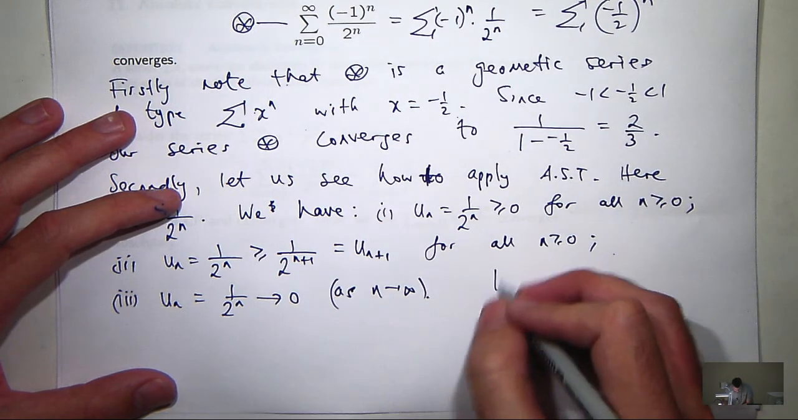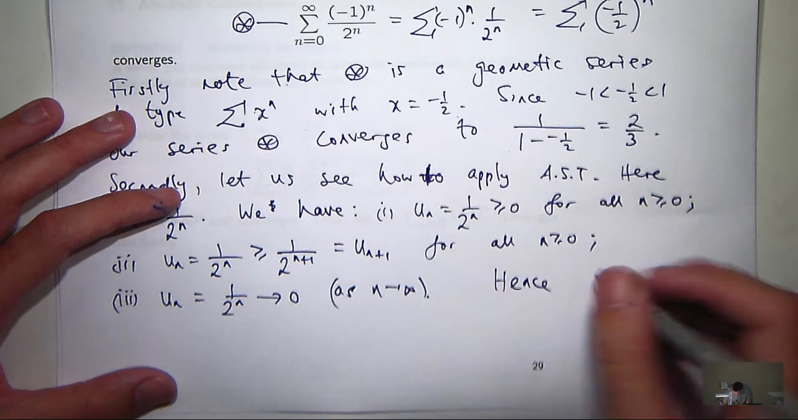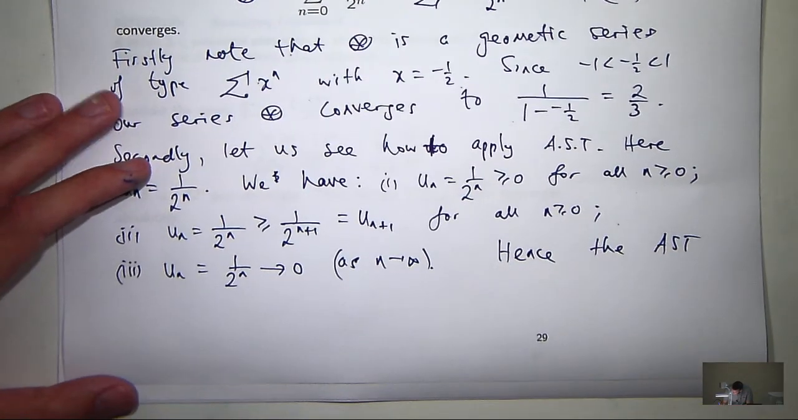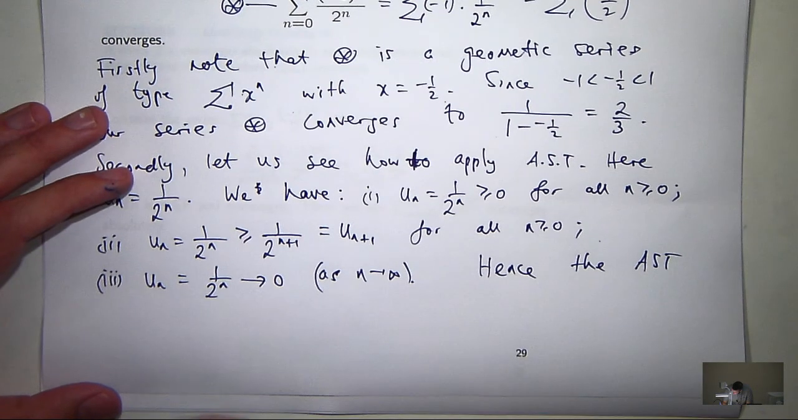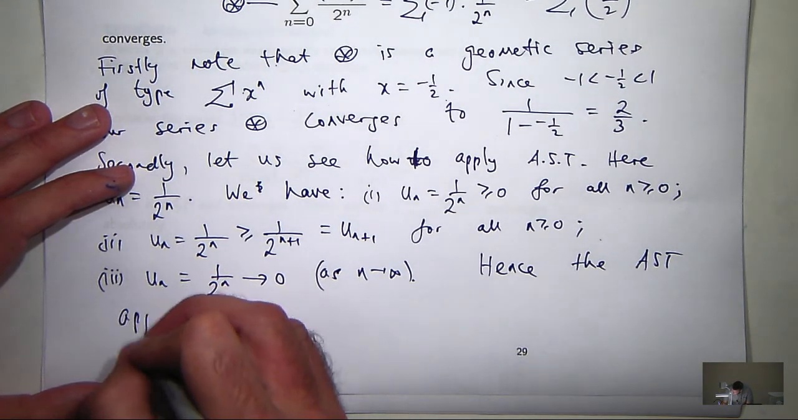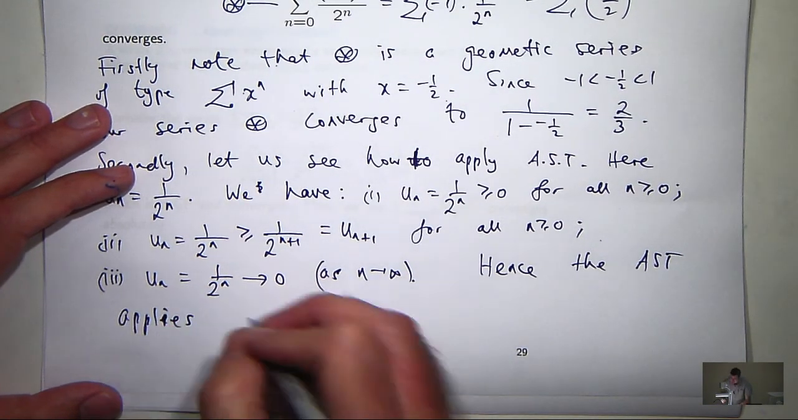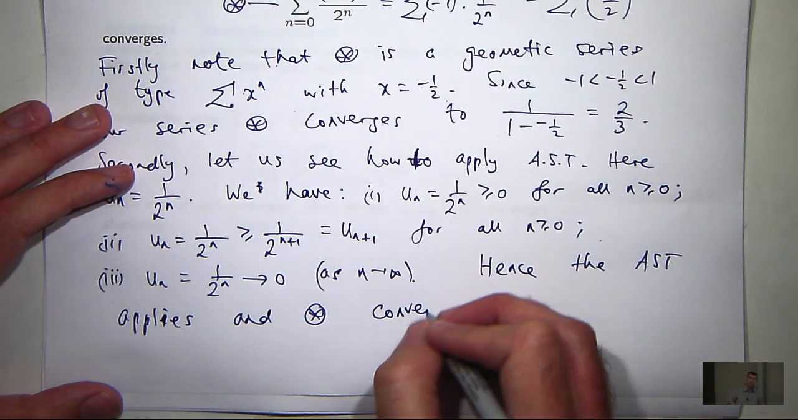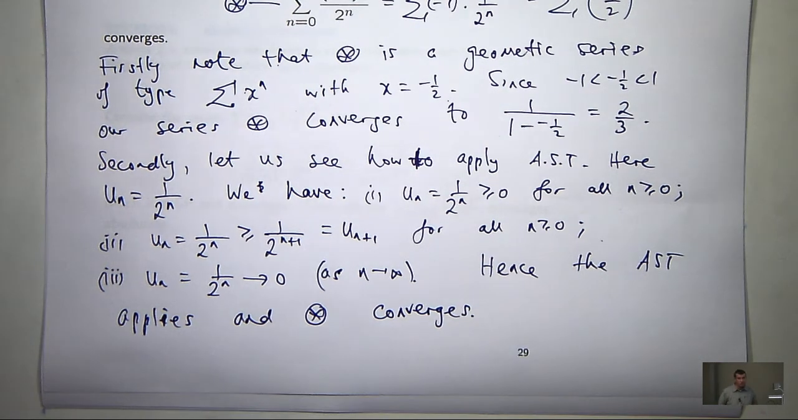So our conclusion is that all the conditions of the alternating series test hold, and our original series, star, must converge. Now, important, you cannot use the AST to show a series diverges. You can't do it. So don't try, okay? You need some other test.